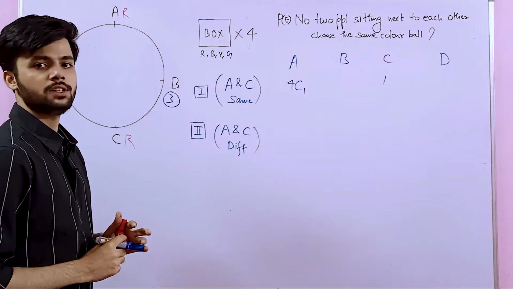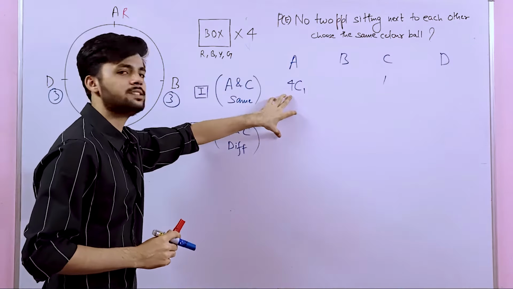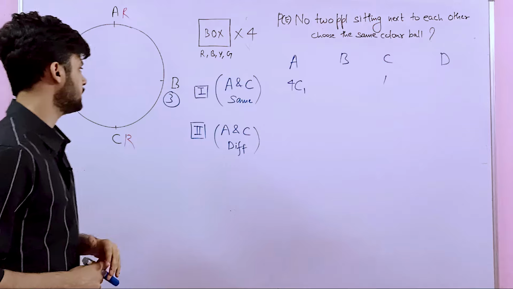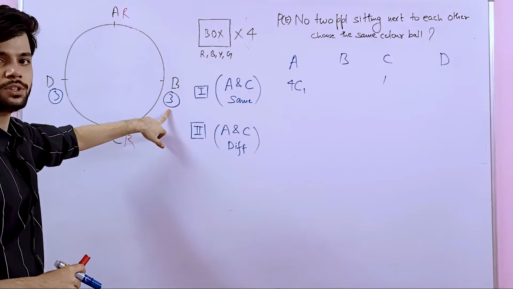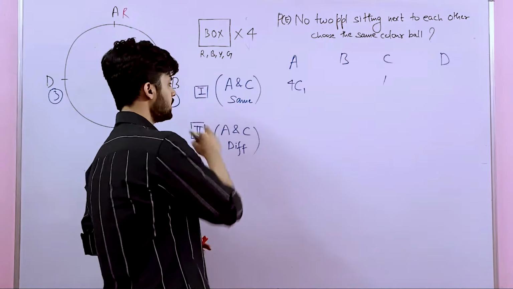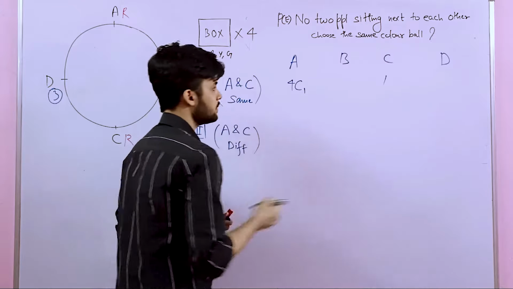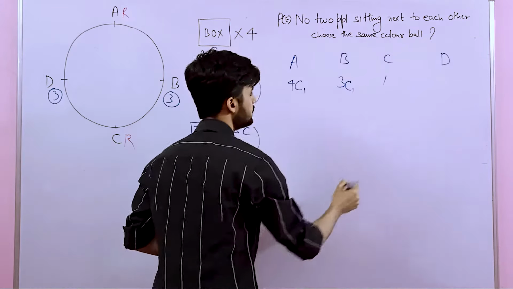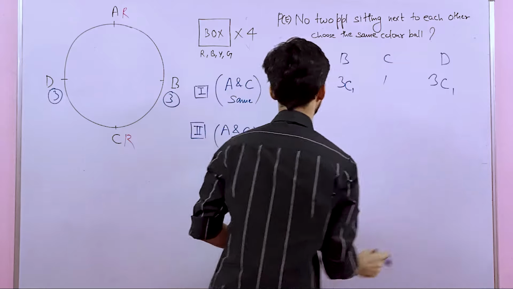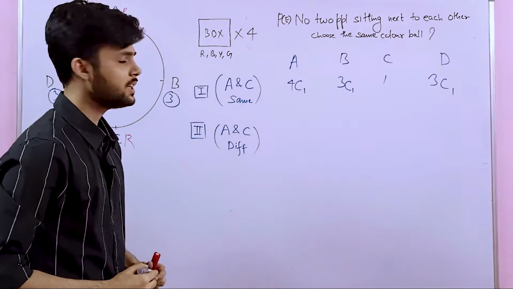How many options does B have if A has selected a ball already? The answer is 3. I have explained this. So B has to select one ball from 3 balls, right? The answer is 3C1. The same is going to be with D. Let me explain this again.